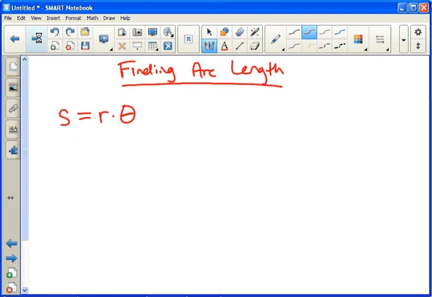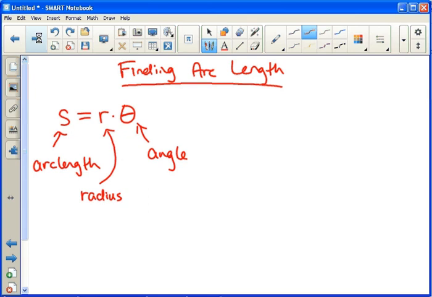S is the arc length. R is the radius. And theta is the angle, but it must be in radians. Okay, this only works if we're in radians. Believe it or not, if we're in degrees, this is actually a much more complex equation we have to do. So it's simpler if we have it just in radians. So S is the arc length, R is the radius of the circle, and then the angle is there, and it has to be in radians.